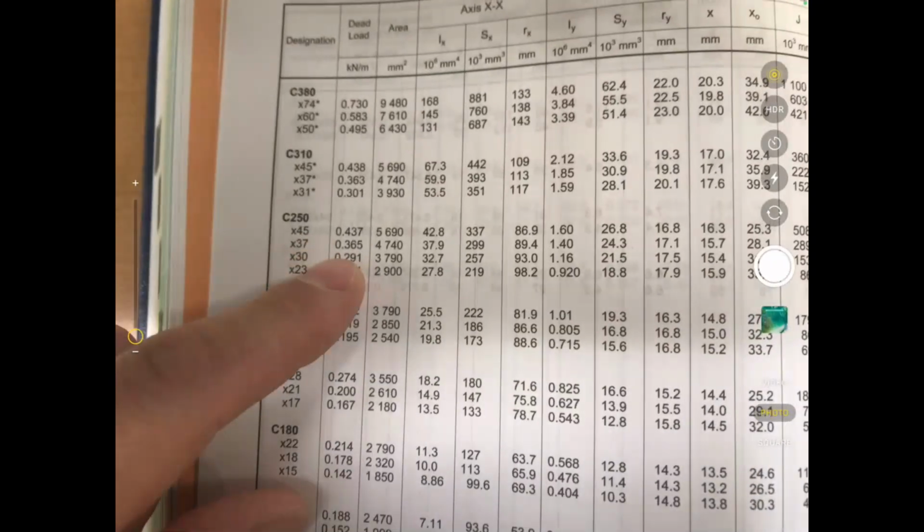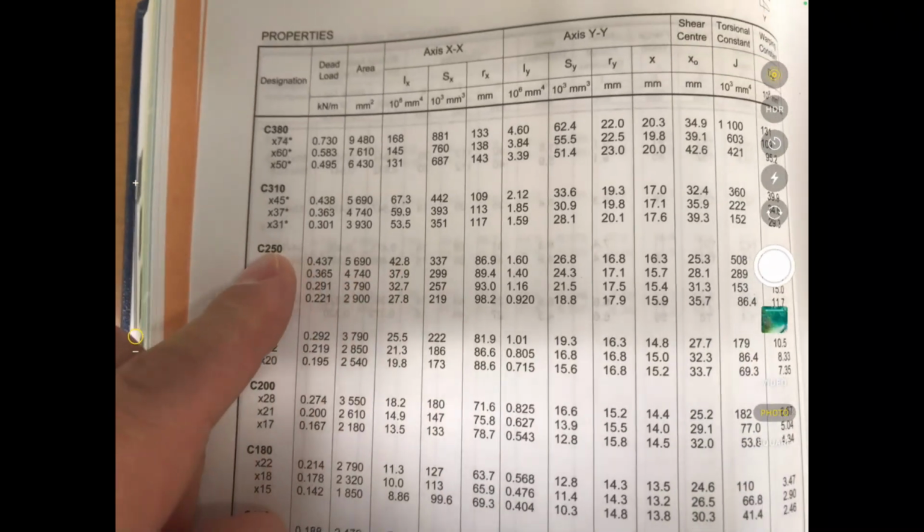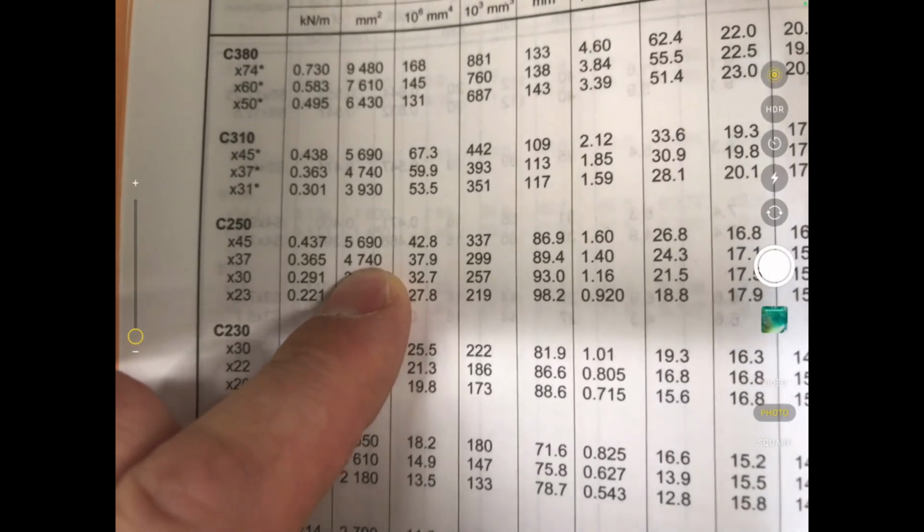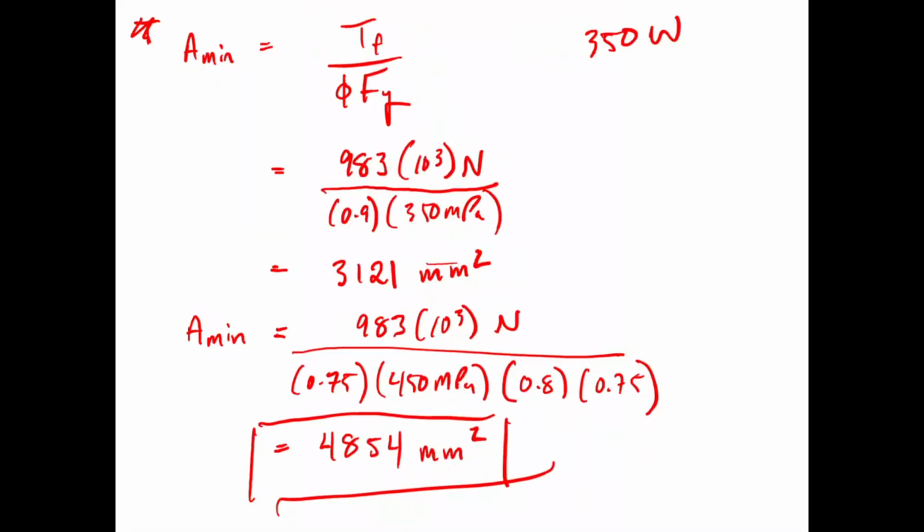Okay, so I don't remember what I actually picked. I think that's what I ended up picking. So this is what I end up picking. I pick a C250 by 37. That's going to give me 4,740 millimeters squared, and so that's the channel that I'm going to work with. Okay. Are there any questions about how you might find a channel or another section in the handbook that might work based on the minimum area that we need for the tension member resistance?